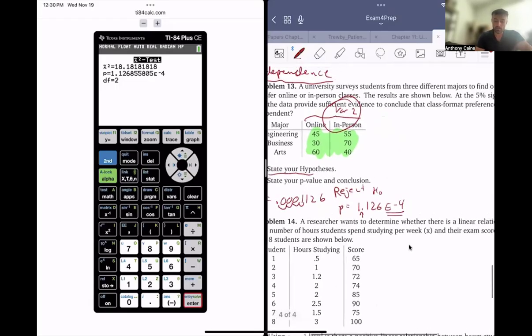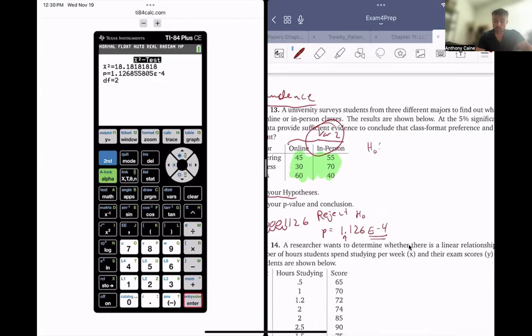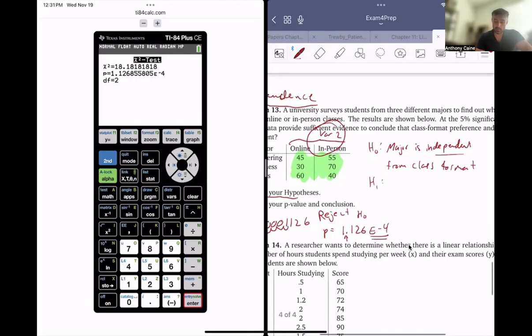So the default hypothesis, H naught, is that the two things are independent. So your major is independent from the class format that you signed up for, right? The alternate hypothesis is that they're not independent. I'm being very lazy here. We should probably put it as a complete sentence. So how would I do that? I would say your major and the class format you sign up for are not independent, right? I'm just too lazy to write that.